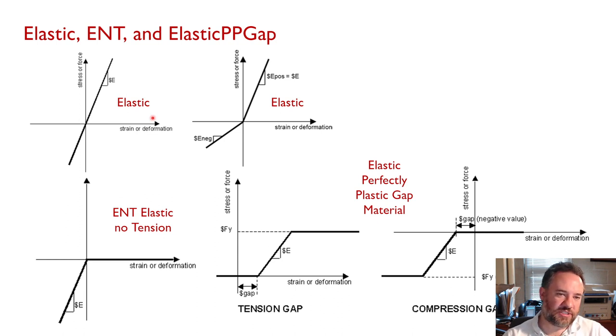So of course there is an option for just a straight up elastic material behavior where all you have to define is the stiffness. Okay, so that stiffness could be in terms of MPa if we're using this in a stress strain context, or it could be a kilonewtons per millimeter kind of stiffness if we're using it in a force deformation context. I can define an elastic material that has a different positive and negative stiffness.